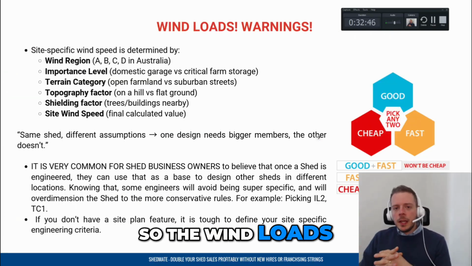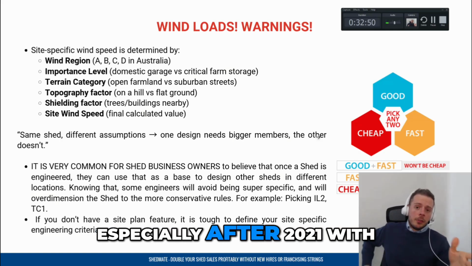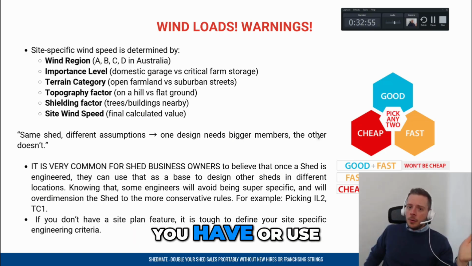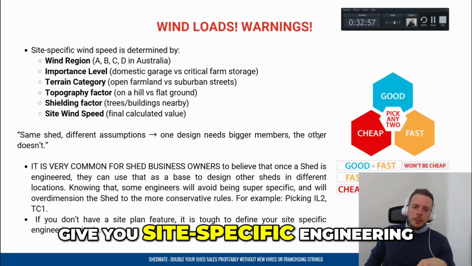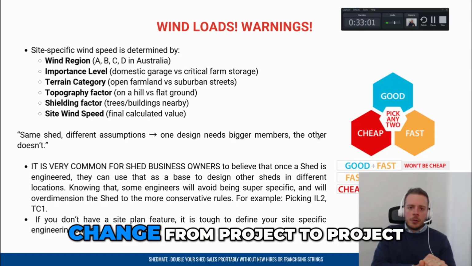So the wind loads can be a problem if you're not using site-specific. That's why it's very important, especially after the 2021 updates, to review those calculations you have, or use a system that can give you site-specific engineering reports. Okay? So what does change from project to project?